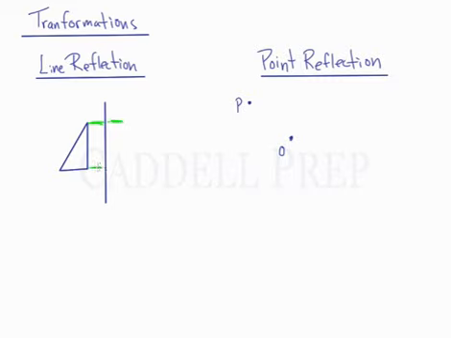Also, this point is this distance away, so the new point is going to be the same distance on the other side. So in other words, this point is going to end up right here, and this point is going to end up right here. We can see that this point here is this far away, so we're going to make it that far away on this side. So that point will end up about right here, and we can draw a triangle. So it'll look like this when it's reflected.